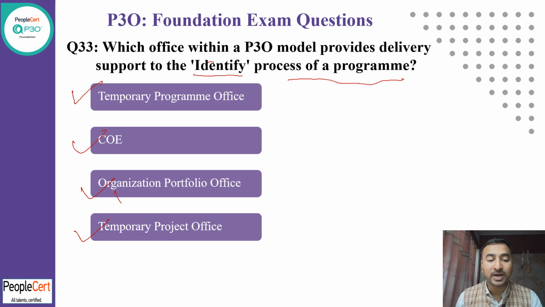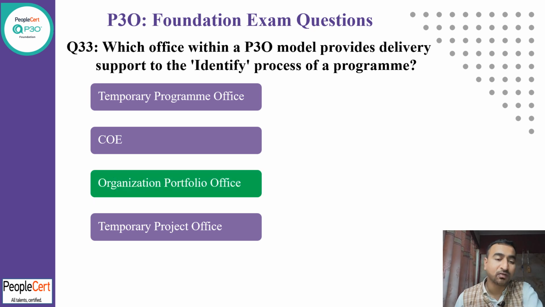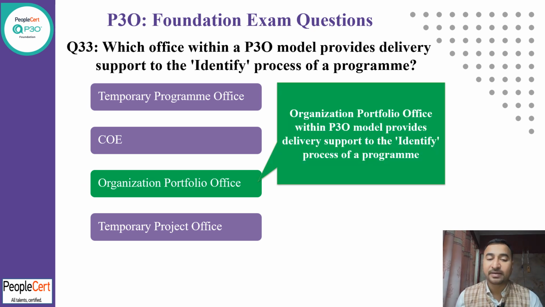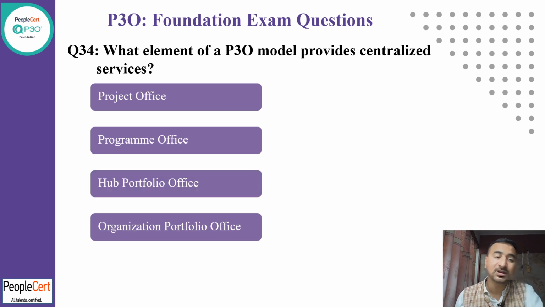So I believe it's about which project is to be identified, and that is in the permanent office. So I believe organization portfolio office might be the right answer, because COE is not providing delivery support. They are into training and all. Yes, so that is the correct answer, because they are providing delivery support by identifying the programs that we need to invest in or not. Okay.